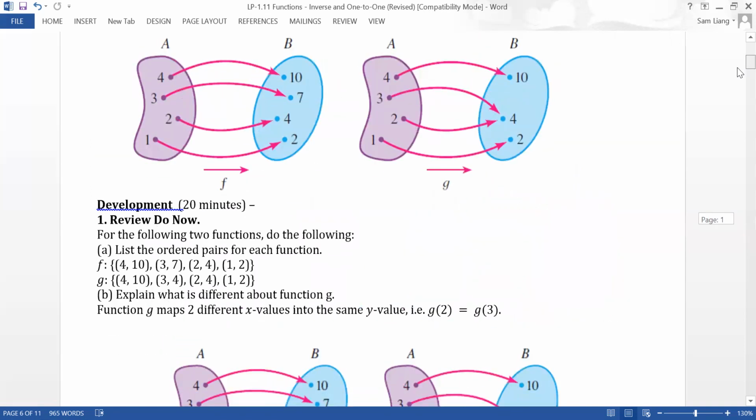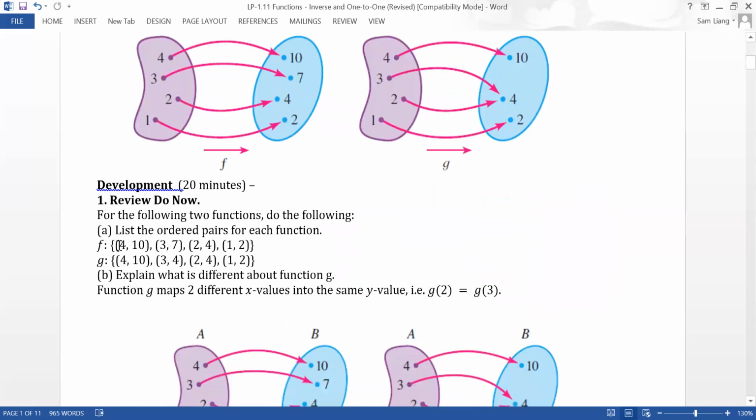Okay, so here the answer is F has (4, 10), as we just saw, right? (3, 7), (2, 4), (1, 2). So that's how you would write the ordered pairs. For function G, it's (4, 10), (3, 4), (2, 4), right? Because both 3 and 2 get mapped to 4. And lastly, (1, 2). Okay, so that's your answer for part A.